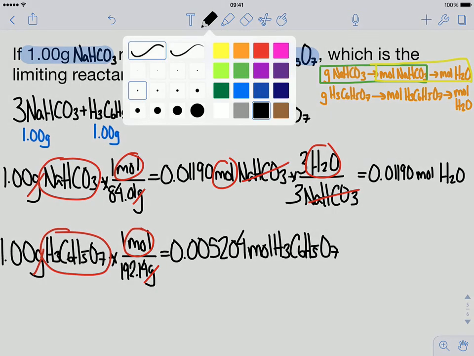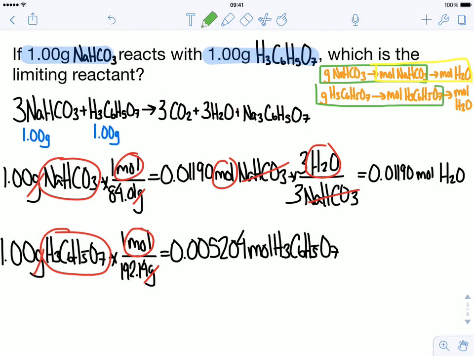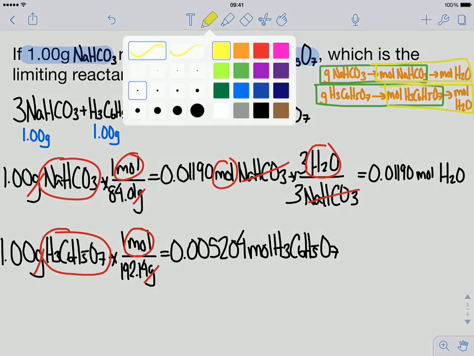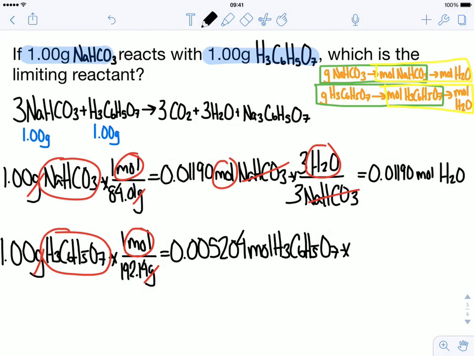So again, that took care of this step, going from grams to moles. And now we need to do this step, going from moles of citric acid to moles of water. And we do that by using the molar ratio between the two. So again, we put 3H2O on the top because that's the unit we want to retain, and we put 1 of the citric acids on the bottom because that's what we want to cancel. Now, when we look at our units, citric acid cancels with citric acid, and we're left with moles of water.